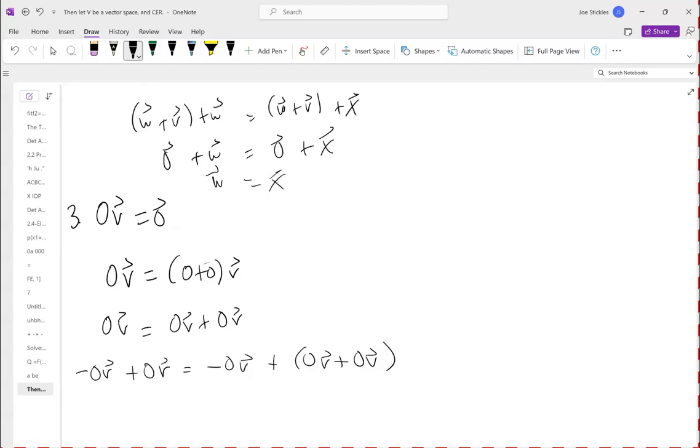But we also know, what can we do on the right-hand side now? Yeah, so you're right, I want to straighten out the 0v, but I need to regroup it first, right? So that's associativity. The left-hand side is 0. This is negative 0v plus 0v. Regroup it.